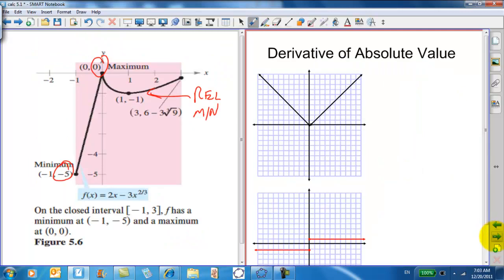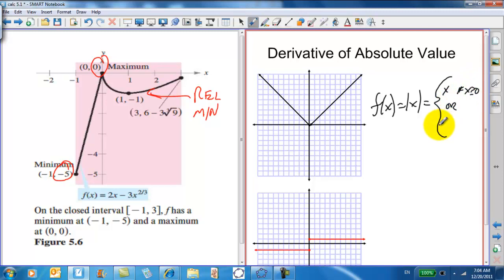Okay, just a little note here on the derivative of absolute value. I said you didn't have to know this before, but now I do want you to understand the derivative of the absolute value. So if we have a function, the absolute value of x, remember, is defined in two parts. It's equal to x if x is greater than or equal to 0, or it's equal to the opposite of x if x is less than 0.